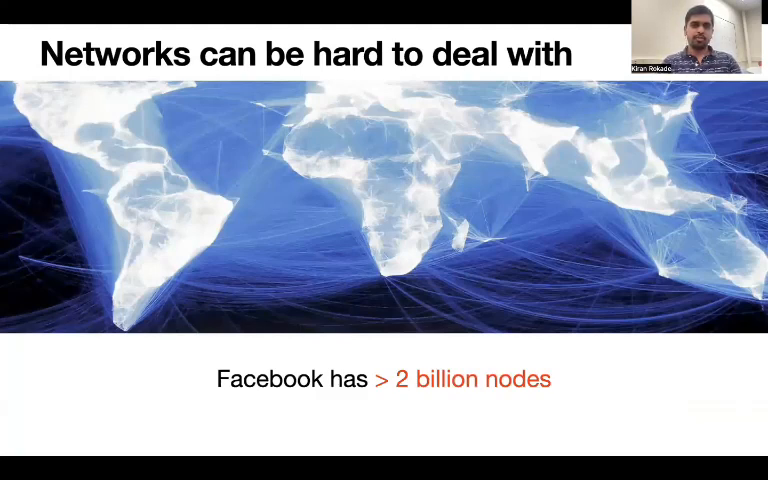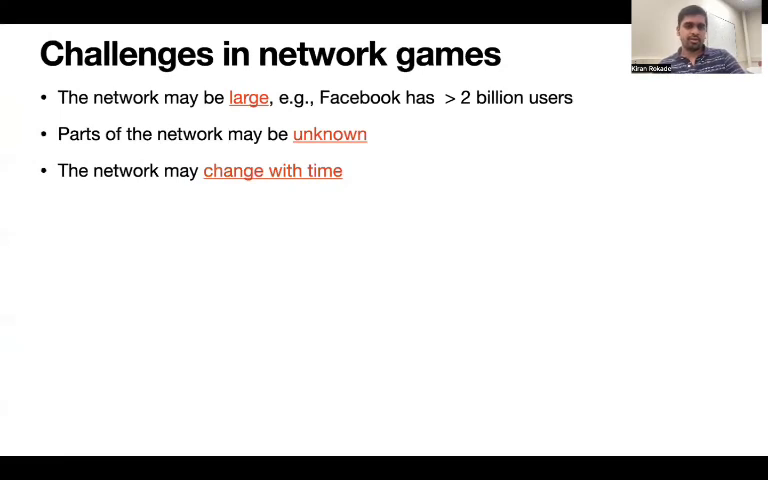One issue with network games is that networks can be very hard to deal with. For example, if you imagine a game that is played by users that are part of Facebook, then the network will consist of more than 2 billion nodes. And hence, computing, say, an equilibrium of the network game can be computationally intractable. Some other challenges in network games are that some parts of the network may be unknown, or the network may be changing with time.